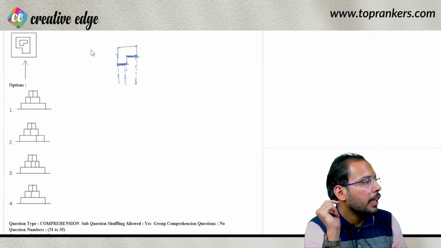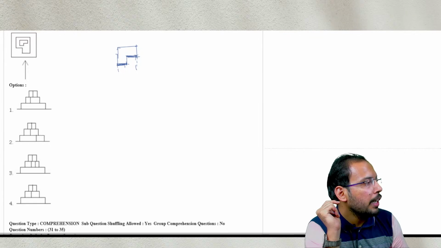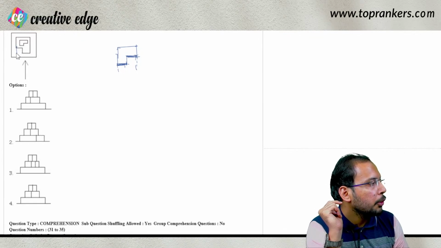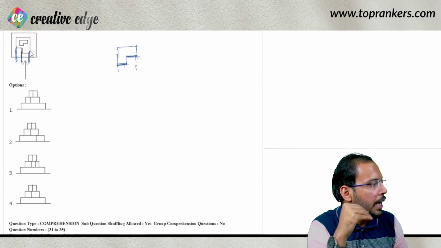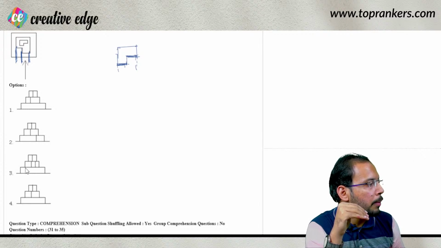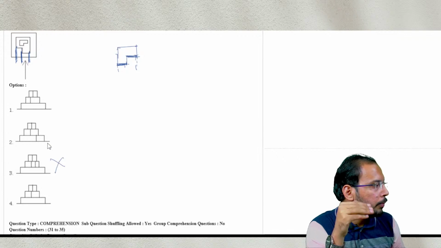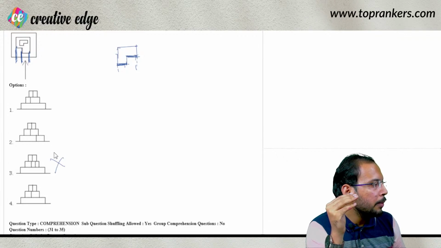Then what else are you getting? Apart from that, you should be tracing this line, this line, and this line. The bottom figure should again have 3 lines. So we can see in option number 3 we have 4 lines. This should be discarded immediately.